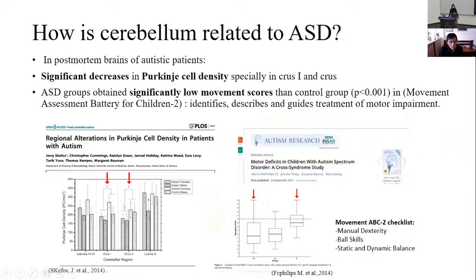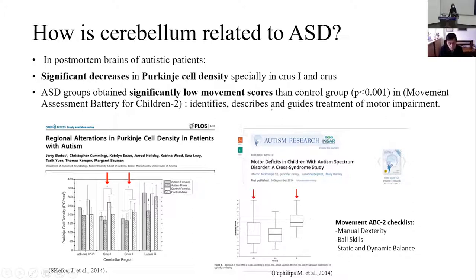And the graph has shown that in lobule 7, which controls the facial motor function of humans in the cerebellum, there is a significant decrease in the Purkinje cell density. This means that the Purkinje cell has been affected in some regions of the cerebellum in the patients. And another piece of information is about the motor defects in children with autism.